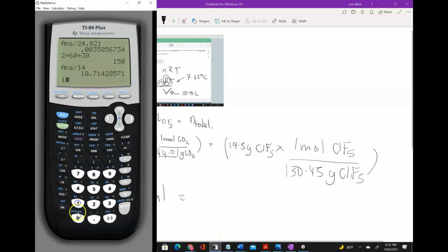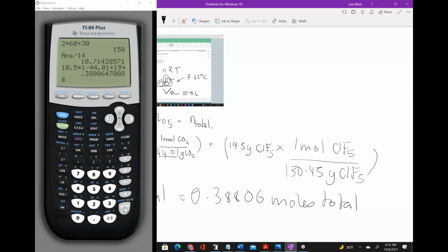So 10.5 times 1 on 44.01 plus 19.5 on 130.45. There we go. And I got 0.38806 moles total. Okay, there we go.